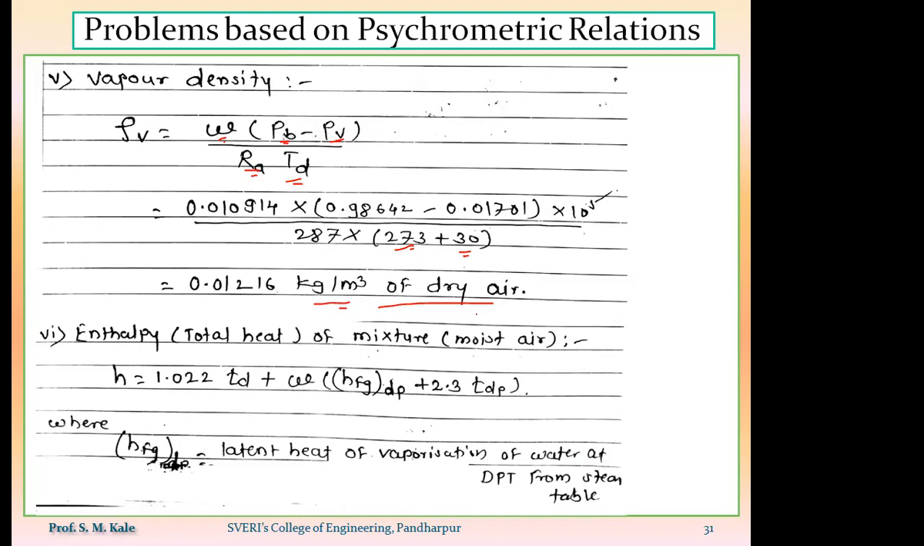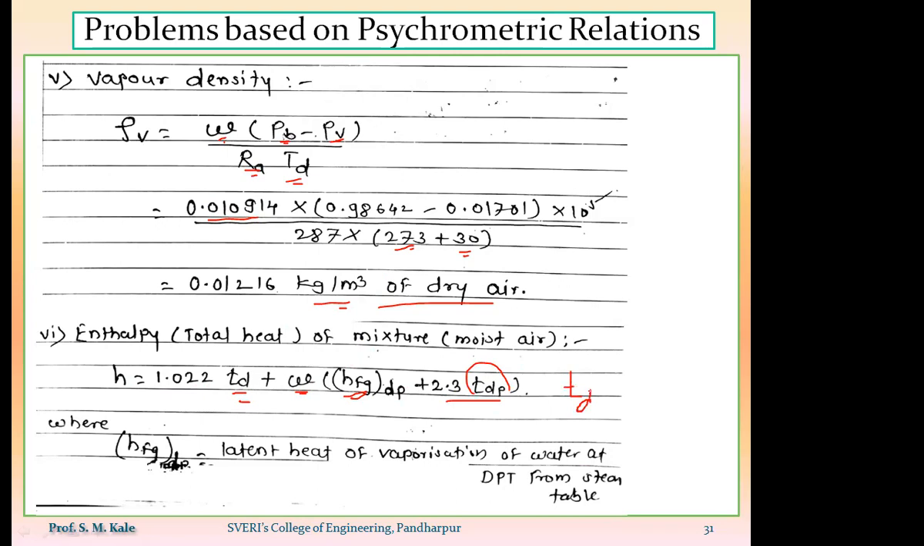I have to find out the value of enthalpy. So enthalpy of moist air is calculated by using the formula H is equal to 1.022 TD. TD म्हणजे काय ट्रायबल टेम्परेचर कशामध्ये डिग्री सेंटीग्रेड किती आहे 30. स्मॉल w कशामध्ये घ्यायचं आहे kg per kg ऑफ ड्राय एअर मध्ये ही व्हॅल्यू आपल्याला माहित आहे. HFG ऑफ DP प्लस 2.3 TDP. आता TDP ड्यू पॉइंट टेम्परेचरची व्हॅल्यू माहित आहे आपल्याला किती आहे.